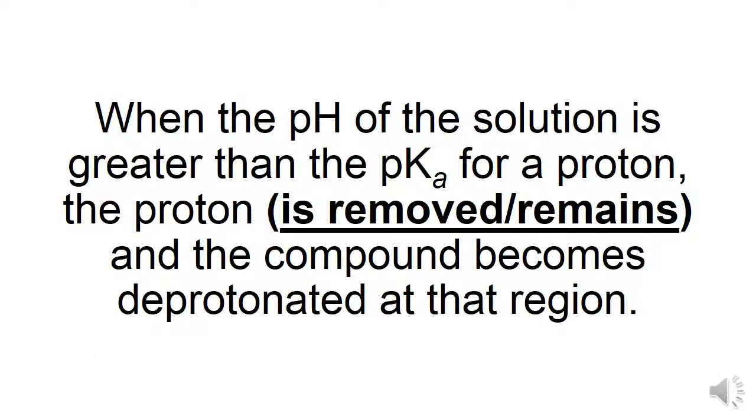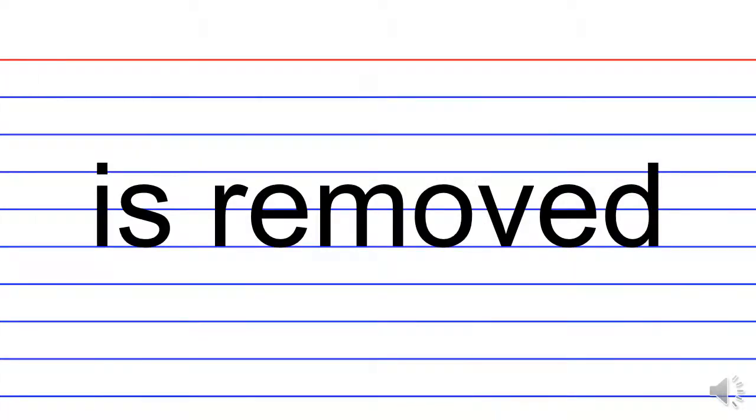So when the pH of the solution is greater than the pKa for the proton, is the proton removed or does it remain, and the compound becomes deprotonated at that region. So does the proton get removed or does it remain in association with its conjugate acid? When I say it gets removed, I mean, is it taken off of its conjugate acid to form the conjugate base? And the answer is it gets removed.